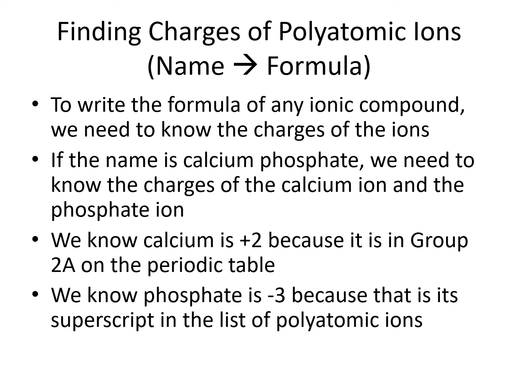If you want to go from the name to the formula of a polyatomic ion compound, again, we're going to need to know the charges of the ions. So let's say the compound's name is calcium phosphate. We know that the calcium is going to be a +2 because it's in group 2A. For the phosphate, you'll need to know the charge from memorizing it. In this case, the phosphate has a -3 charge.